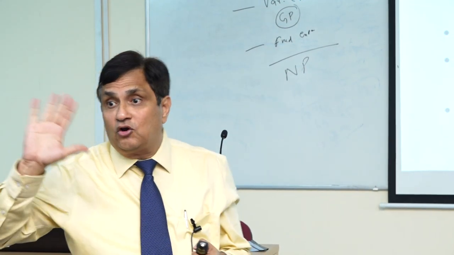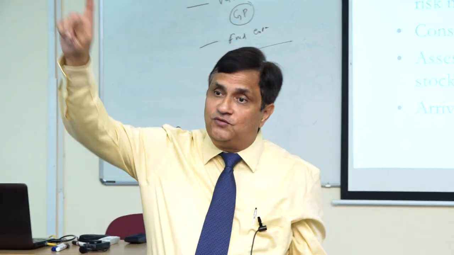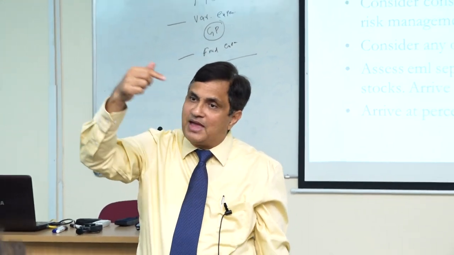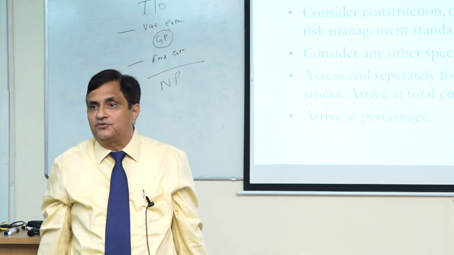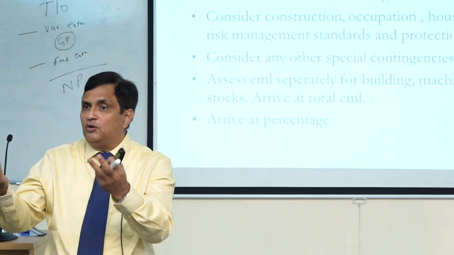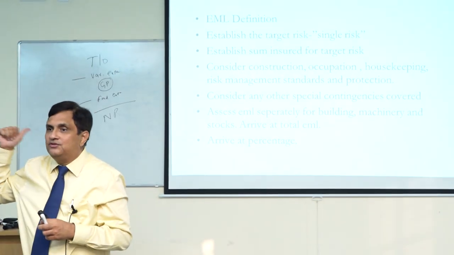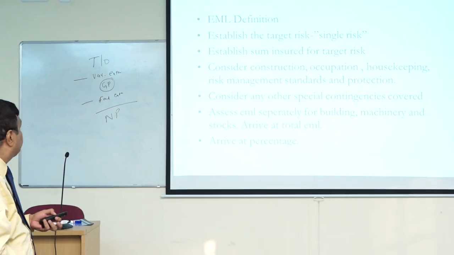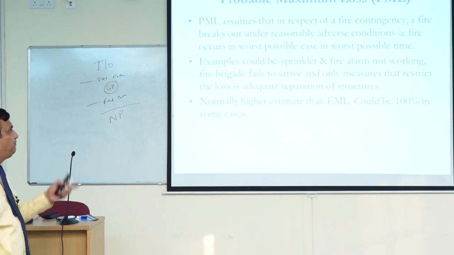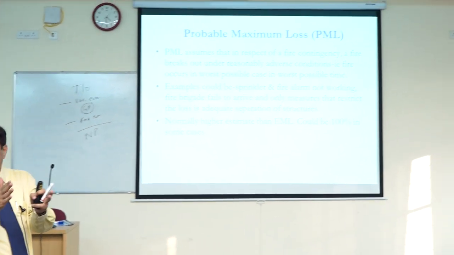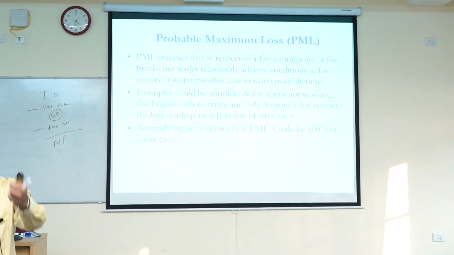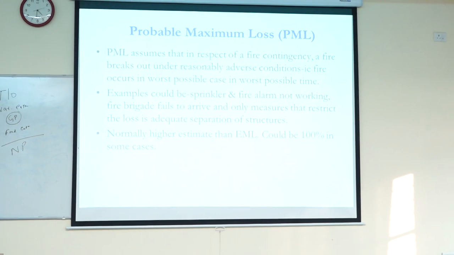It doesn't mean the original contract will change. The original contract is for the full sum insured. This is your back end for your reinsurance purpose. If a full loss occurs beyond your PML, you have to pay the full loss. But as far as the client is concerned, this is the most important thing. And PML should be both for material damage as well as for loss of profits. Jointly put together, what is the worst case loss that can actually happen?